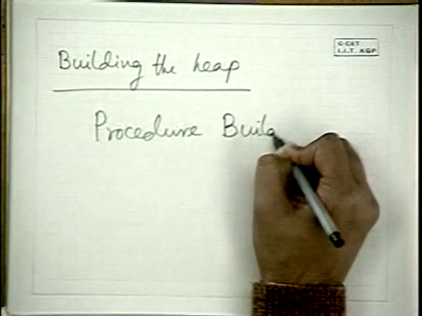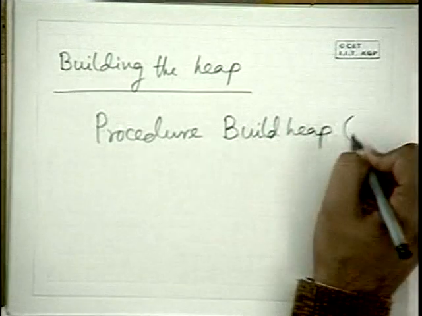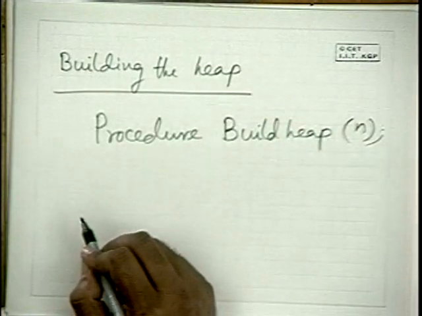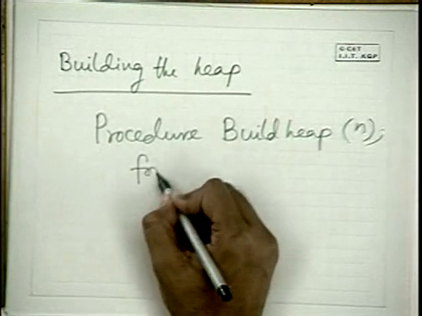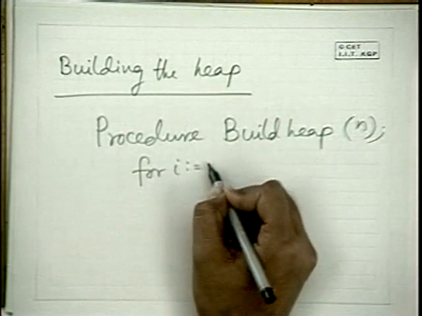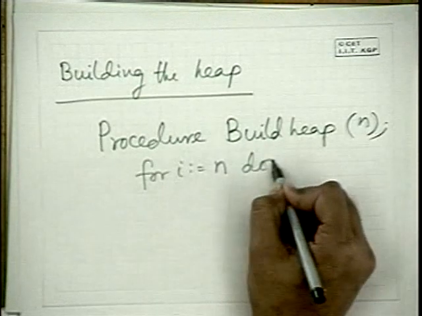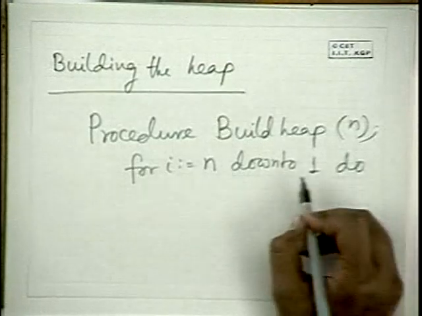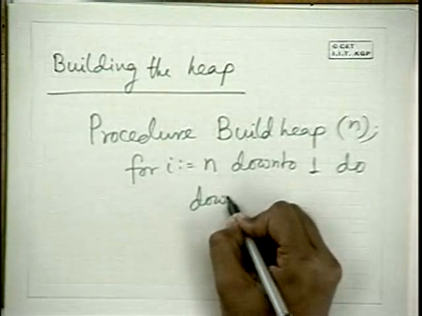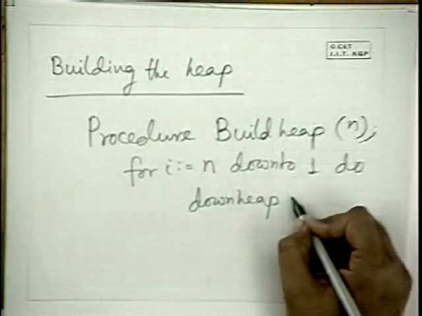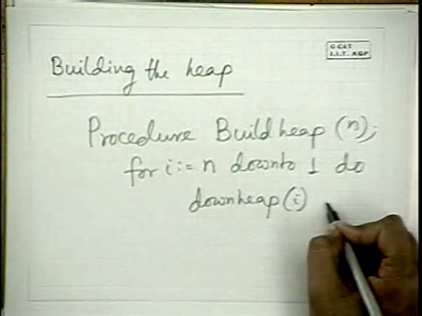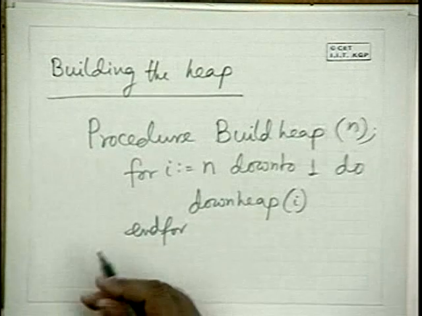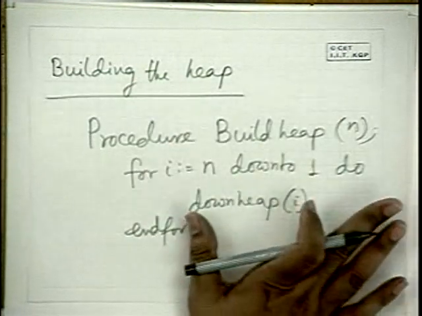So build heap, n. Basically, n is the total number of elements we put. So for i equal to n down to 1, do down heap i. Why not n by 2? That could be n by 2 also. Maybe, but those things you can always check. But this is also okay.